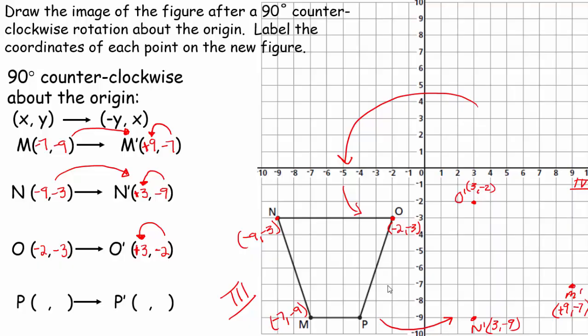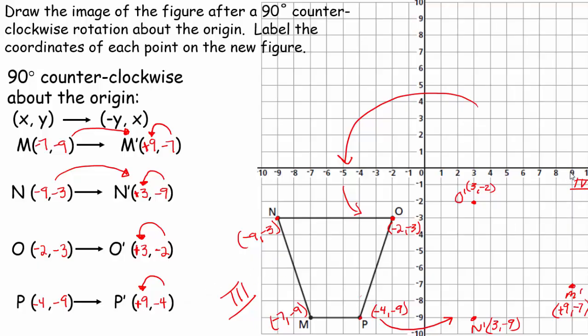Last but not least, we have P down here. P is located at -4, -9. Now we're going to write that in over here. -4, -9. My first step of my rule says I have to reverse the order of X and Y to Y, X. So I now have -9, -4. Because I'm moving to the left, because it's counterclockwise, I change the sign on the 9. So it becomes +9, -4.